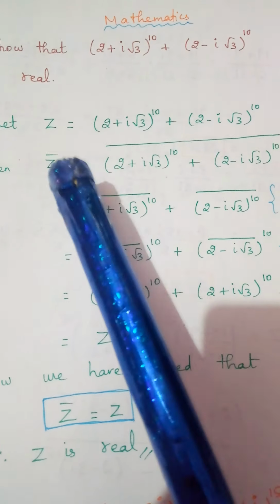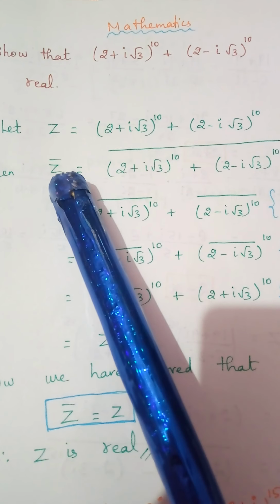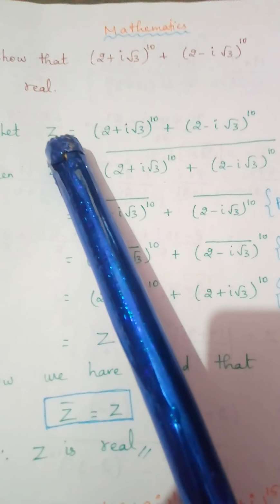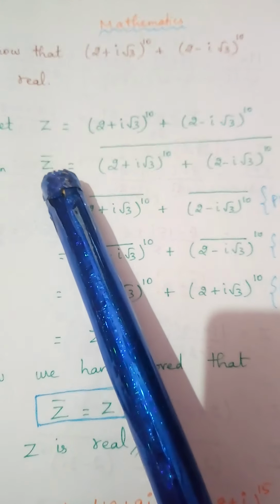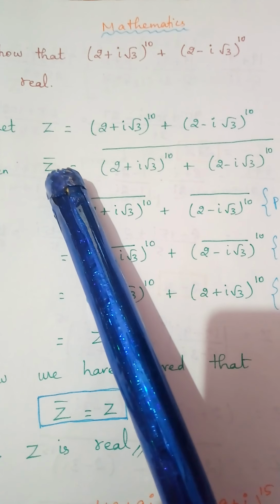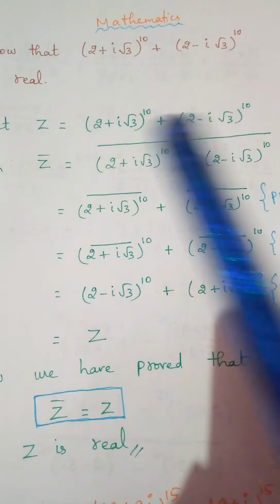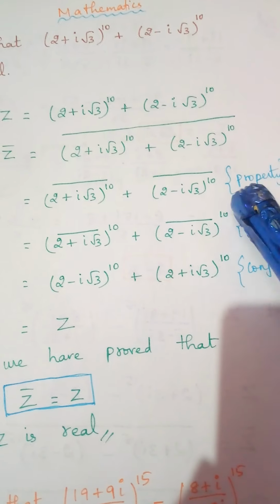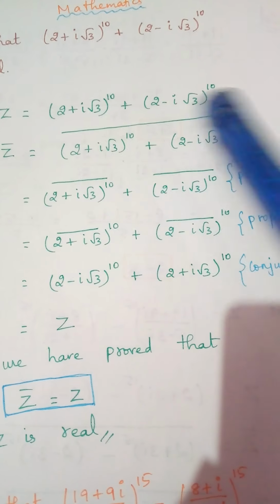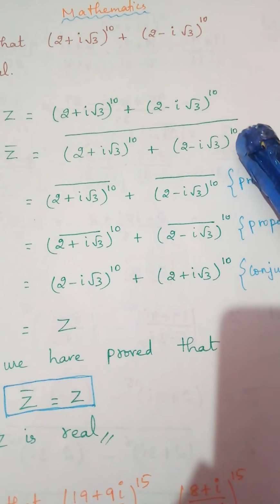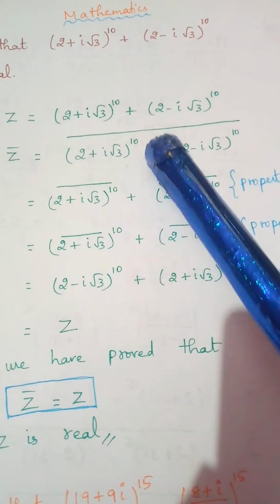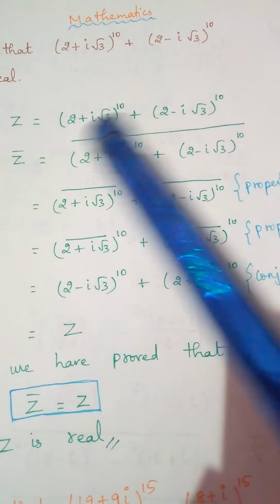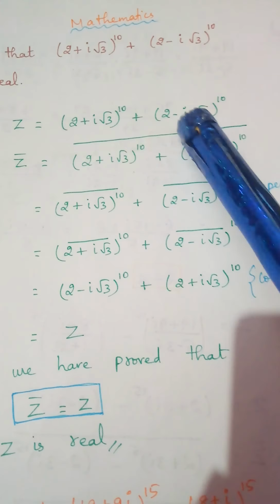And also we will try to find Z bar. First step: the given question is taken as Z. Then we are trying to find Z bar. Z bar means write Z and then put a bar. The next step, using the property, now I can split this into two. If you have gone through the property well, you will understand this step. This entire conjugate is split into two: conjugate of this plus conjugate of this.